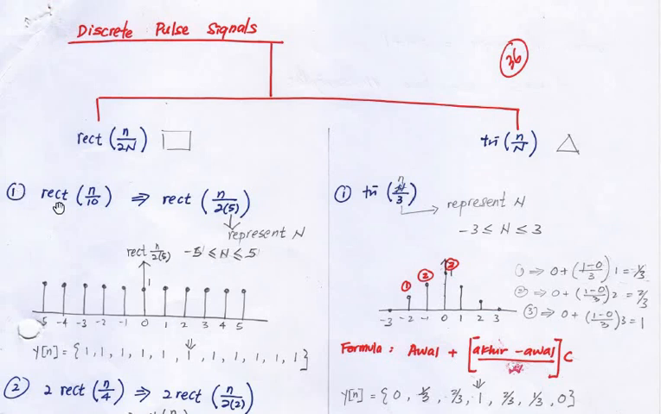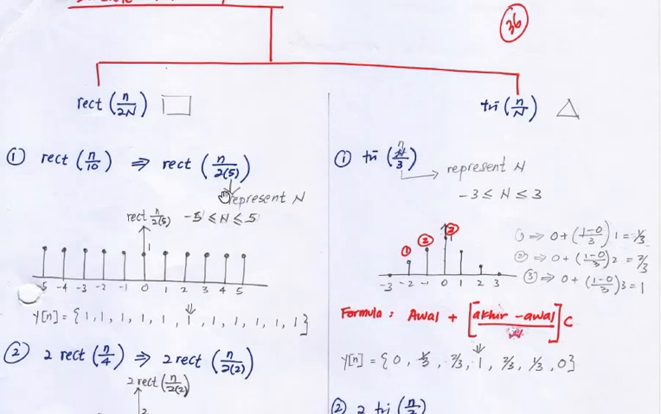What is the difference between rectangular and triangular? Both have n and capital N. Now let's look at the rectangular. Rect n over 10. This means rect n over 2 times 5, which is equal to 10, right? So 2N here, if I rearrange it into this form, I get 2 times 5 equals 10. So this 5 represents the capital N.